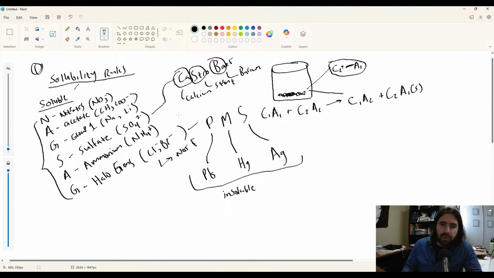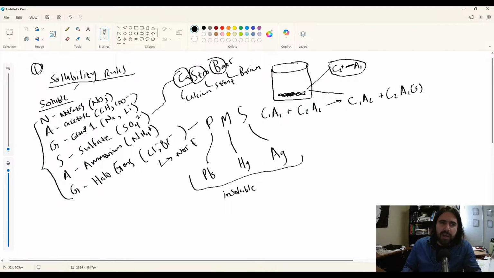Okay, so we're gonna take this from the top. The way that we approach this is we figure out, okay, what are the things that are soluble? We start looking for, and if it has any of these parts of the acronym NAG/SAG, we're going to assume that they're soluble. Then we're going to look for the exceptions. So when I'm asking, is this thing soluble? Does it have nitrates? Does it have an acetate? Does it have a group 1, so like sodium or lithium, right? Does it have a sulfate? Does it have ammonium? Does it have a halogen, right? If it has one of those things, right, then you can just assume that it's going to be soluble.